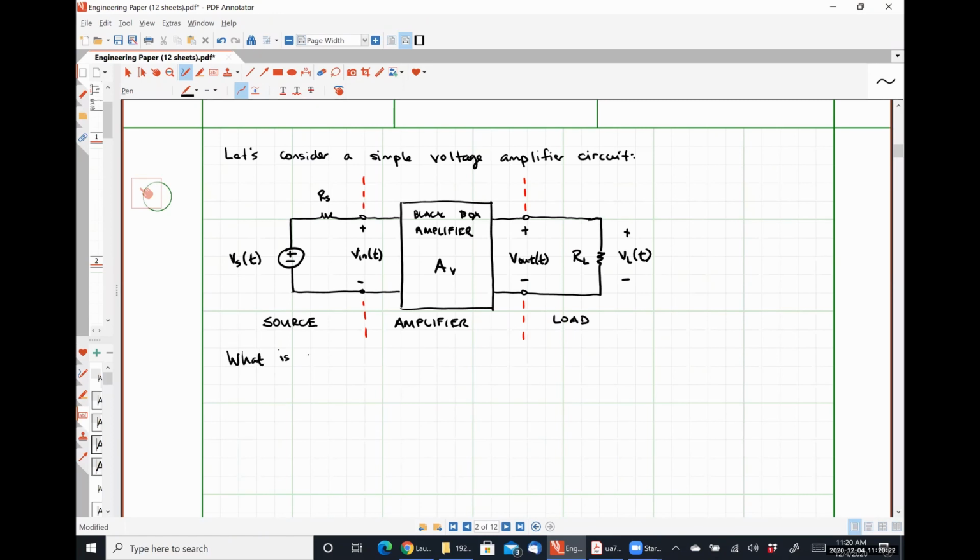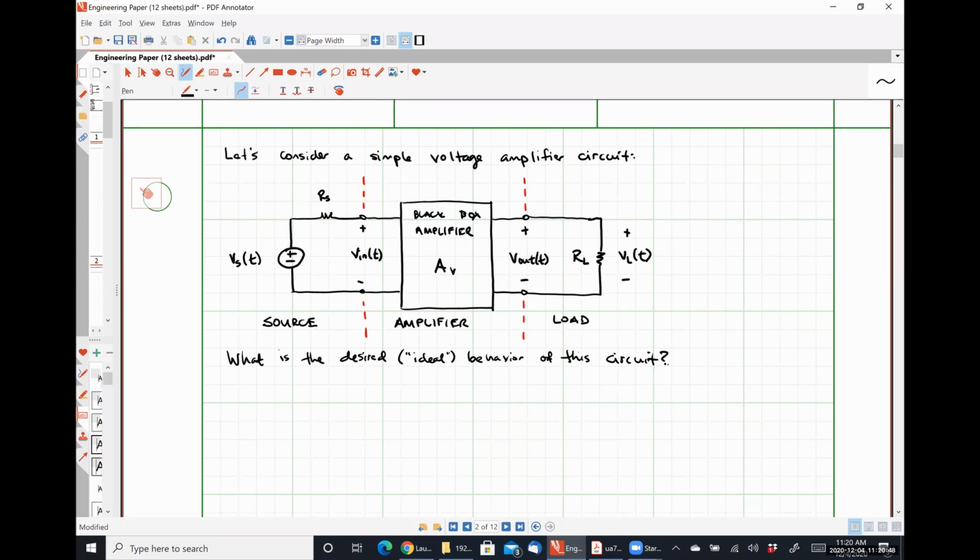What is the desired or ideal behavior of this circuit? And what I mean by that is, what's this thing supposed to do?